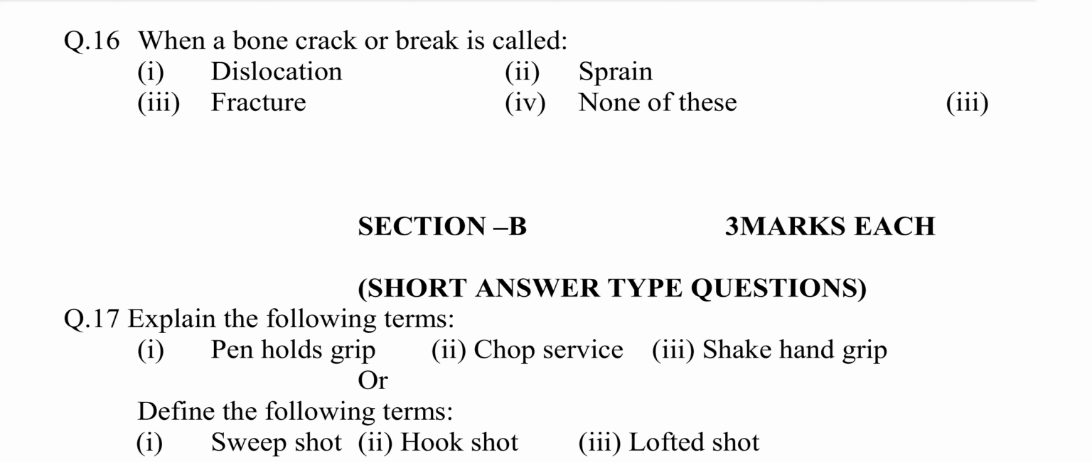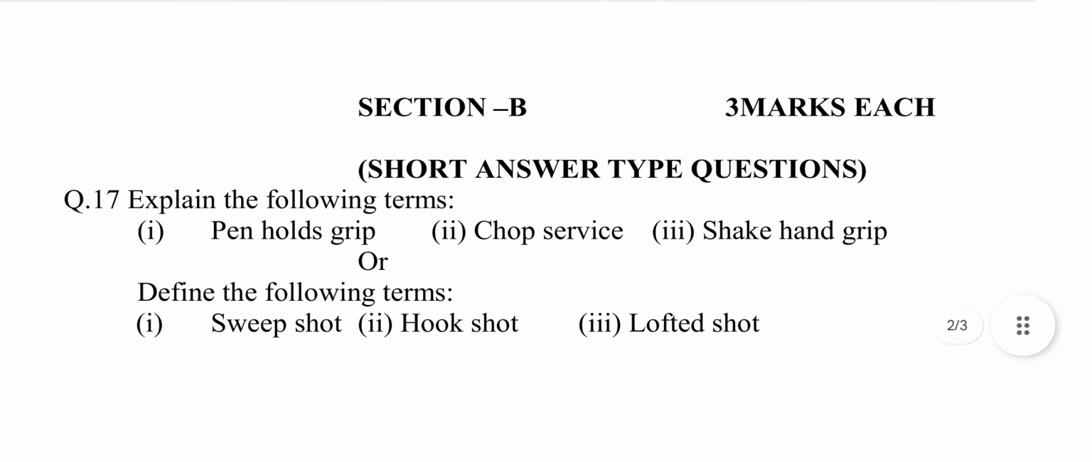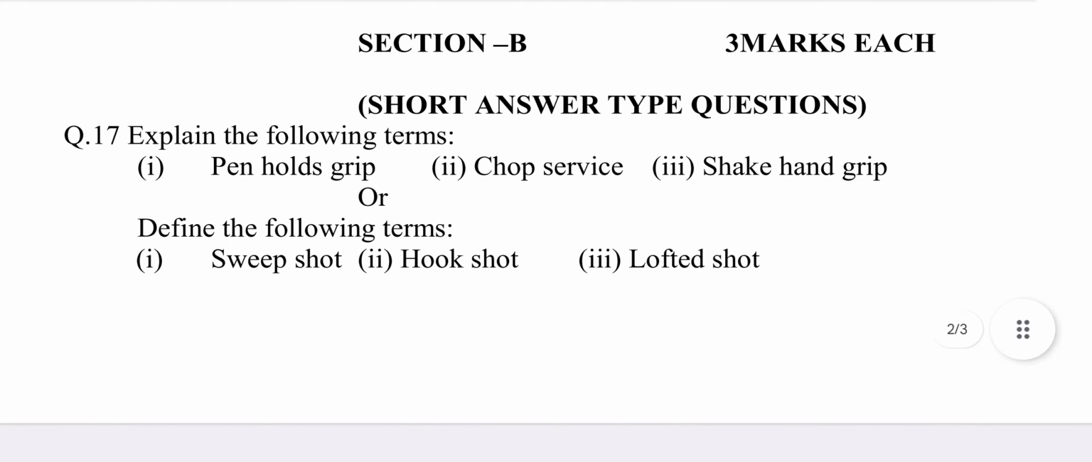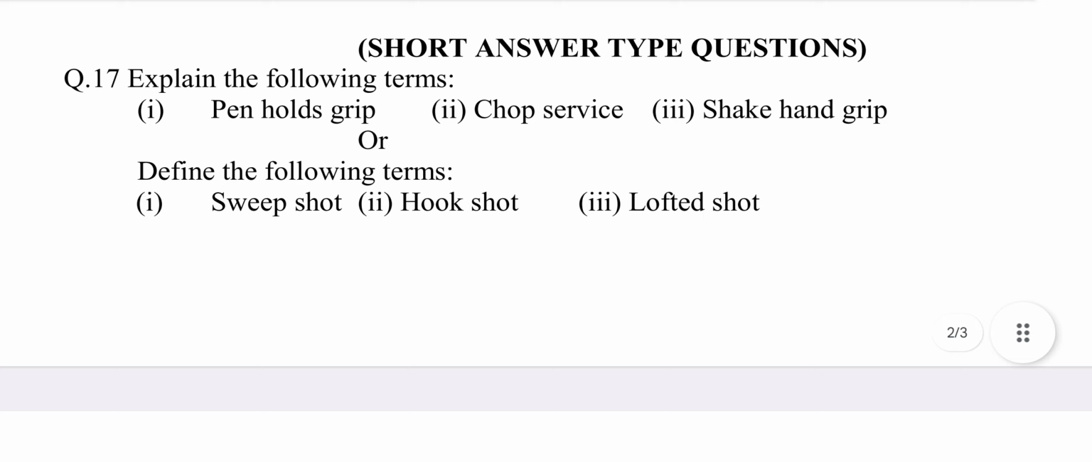Section B. Each question carries 3 marks. Short answer type questions. Question number 17. Explain the following terms: part first, pen hold grip; second, chop service; third, shake hand grip. This question is selected from chapter number 7, concept of major games and sports.